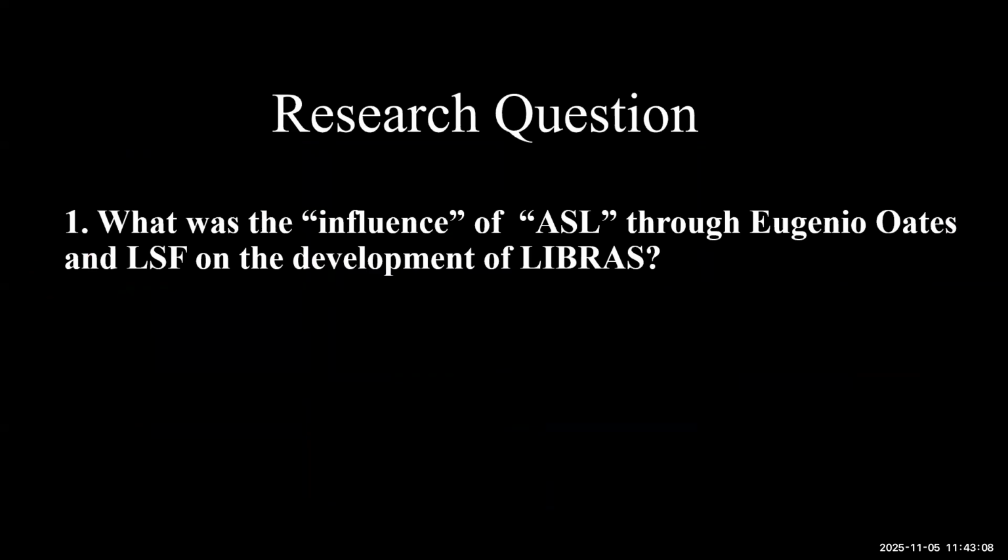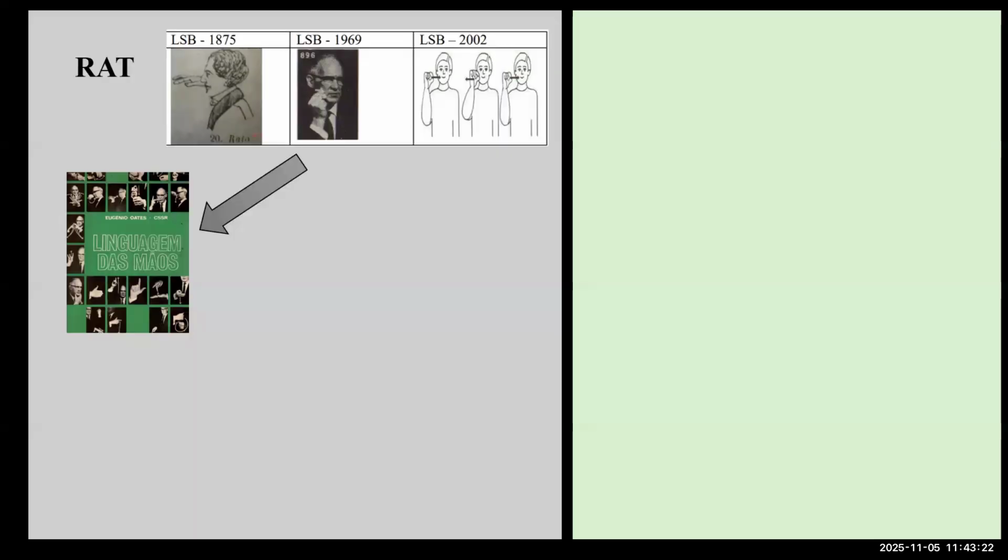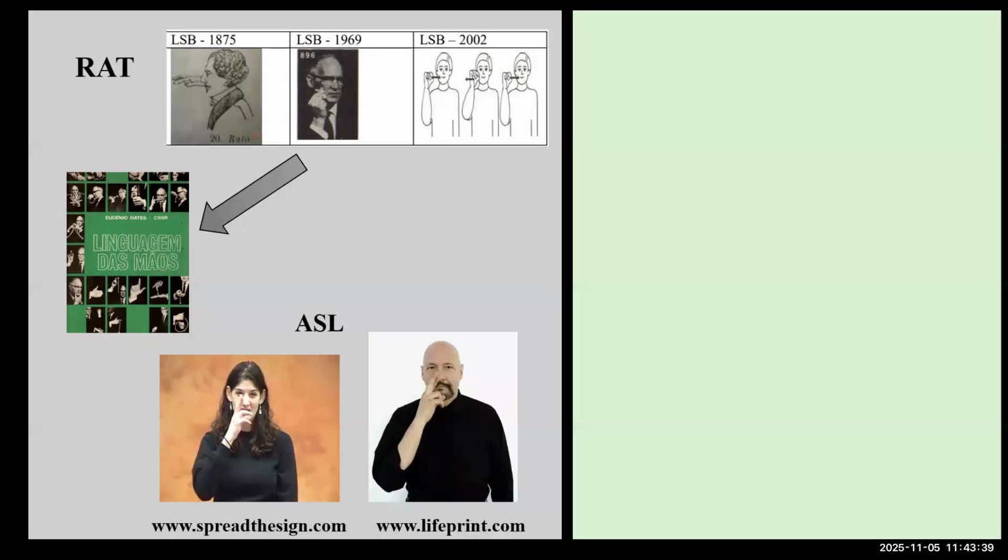So again, my research question was thinking about the influence of ASL through Oates as a missionary, and also looking back further to LSF as an influence on the development of Libras. So these were the 2 things that I wanted to look to. So again, we see this example of the sign for rat. This is the current sign. And looking back into the history of American Sign Language, we look to see whether this sign has been present in American Sign Language previously.